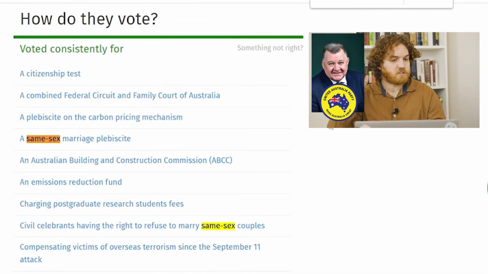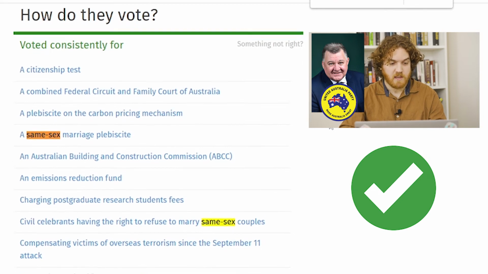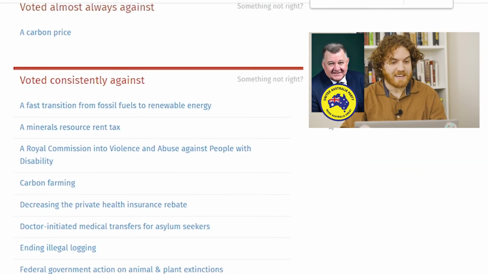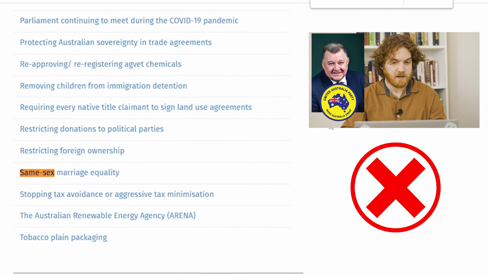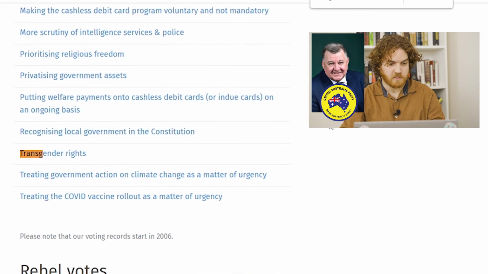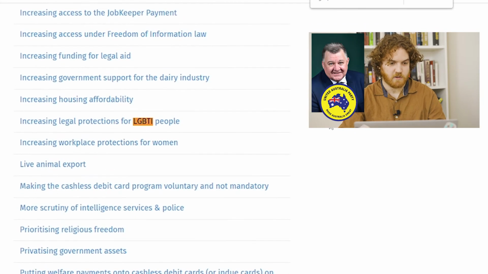Craig Kelly for the United Australia Party voted consistently for a same-sex marriage plebiscite and for civil celebrants having the right to refuse to marry same-sex couples. He voted consistently against same-sex marriage equality. We can't say anything concrete about how he has voted on transgender rights. And it also says we can't say anything concrete about how he has voted on increasing legal protections for LGBTI people.